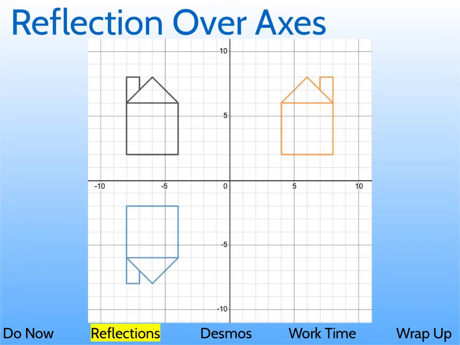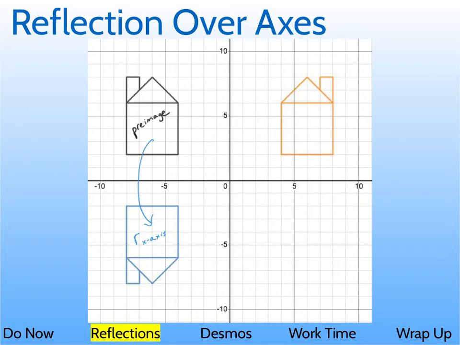Okay, so we're going to look at reflecting shapes over axes today, so the x-axis and the y-axis. And this right here is going to serve as our pre-image for both of these. Now, if we look at it, we have the blue house. The blue house has been reflected right here. This is a reflection over the x-axis from our pre-image.